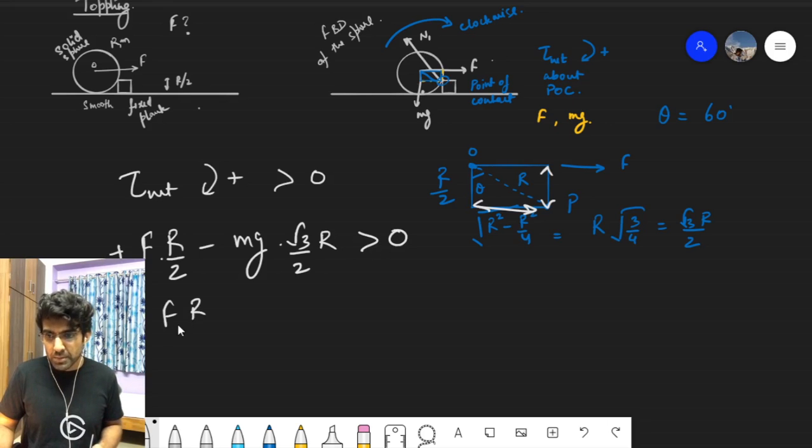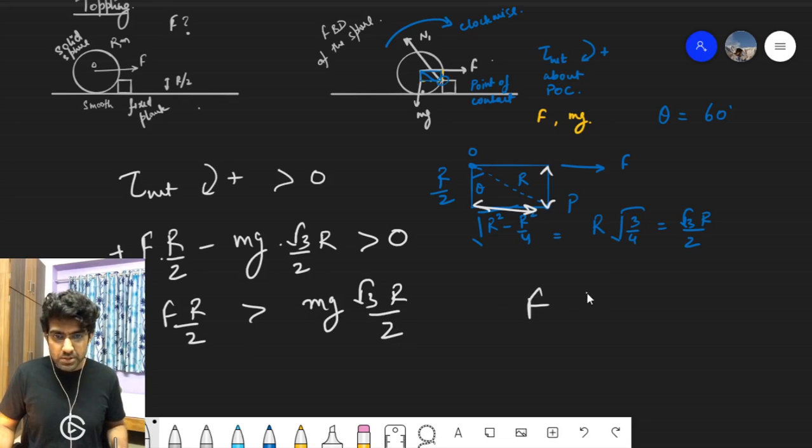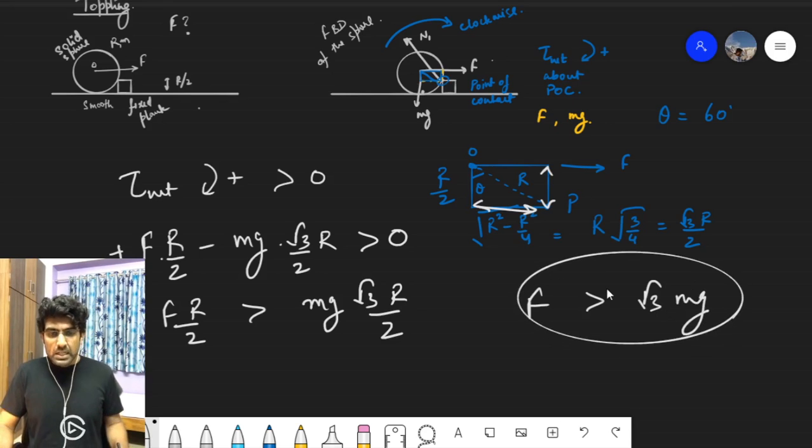So F r by 2 should be greater than mg root 3 r by 2. So this gives us F, r gets cancelled, 2 gets cancelled, should be greater than root 3 mg. If the force is greater than root 3 mg, that means minimum force is root 3 mg. We can write it also greater than or equal to. In case of equal to, it will not topple, it will be the critical point. It will be at the verge of toppling. Any force greater than root 3 mg, it will start to topple. So the minimum force required to topple is root 3 mg.